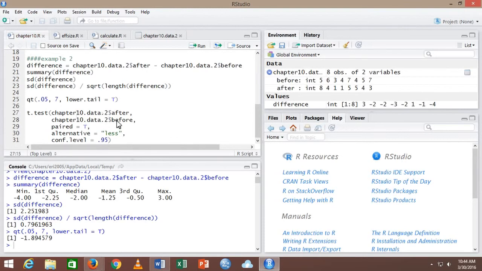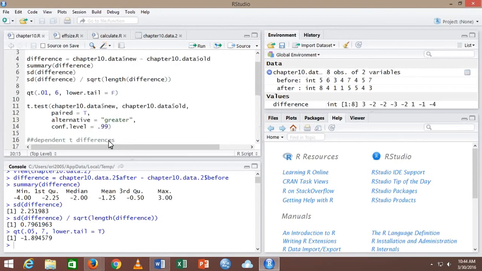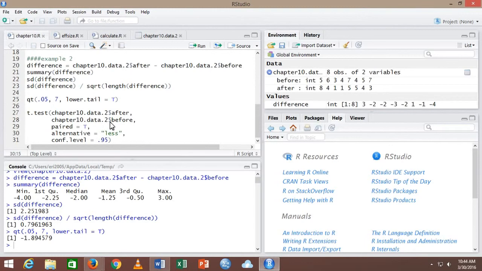So we got first mean, second mean, or first time, second time, in a sense. It's a paired test. This is pretty important, or you'll run the wrong type of t-test. We'll do the non-paired ones next week. Alternative is less, greater, or two-sided, and the confidence level matches alpha. So let's run all of that.